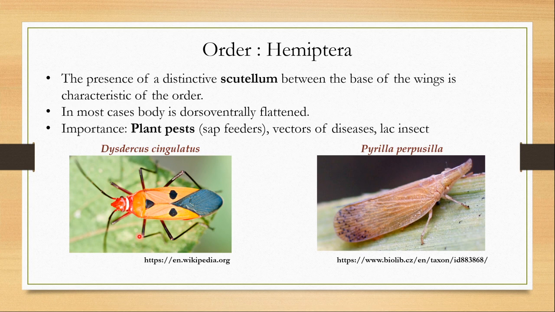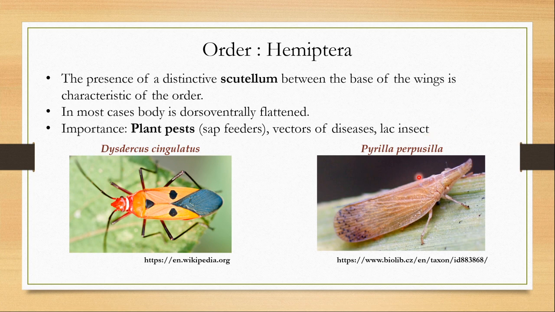In most cases, their body is dorsoventrally flattened. They are economically important insects because many of the members of this order are plant pests. That is, they damage our crops or they damage the trees of our interest. They can also be vectors of diseases, and there is one insect which is economically beneficial to us. We can cultivate lac insect and get lac out of it.